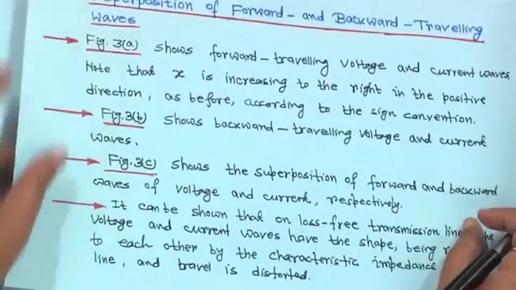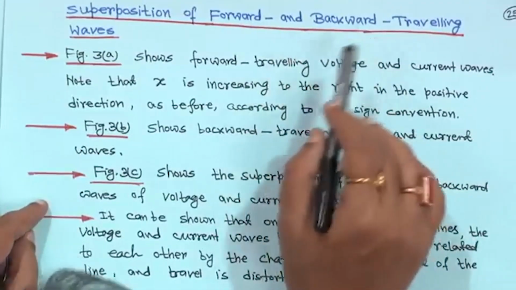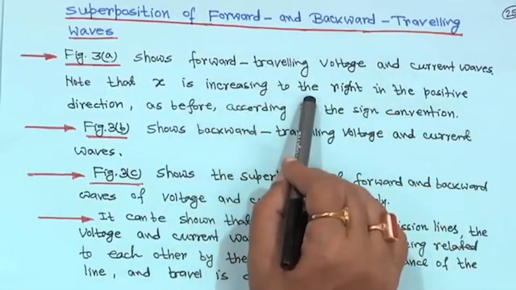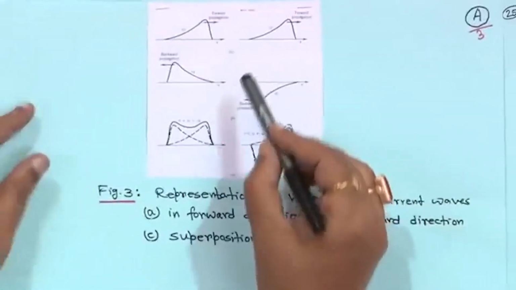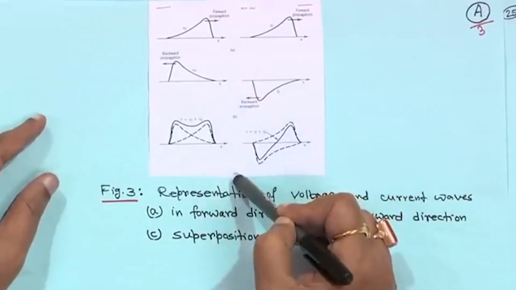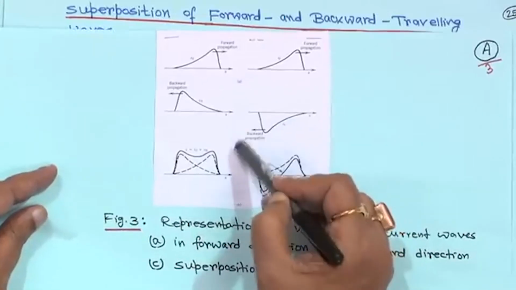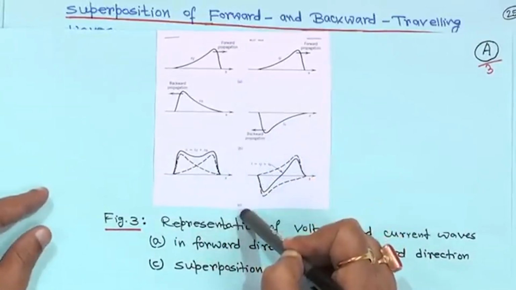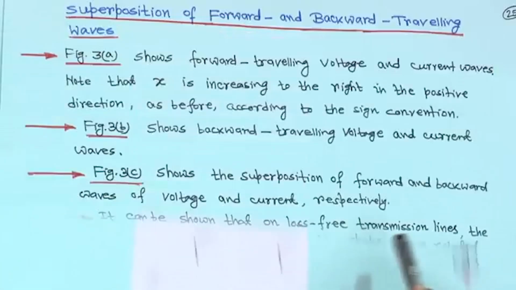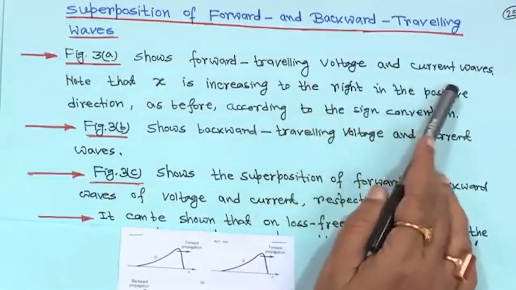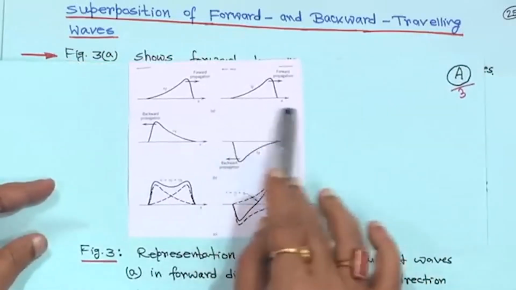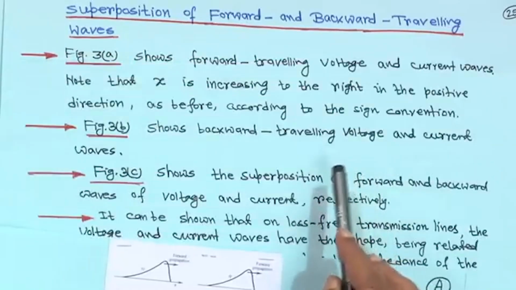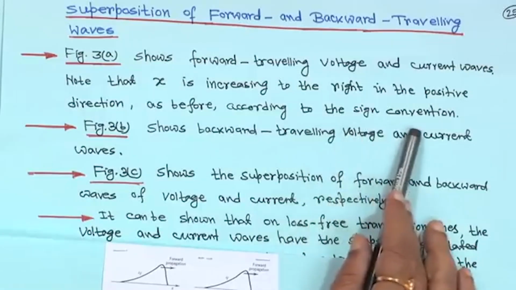Now, the superposition of forward and backward waves. Figure 3a shows the forward travelling voltage and current wave. This is your figure A, figure B and figure C, right. In this case, for the travelling current wave, note that x is increasing to the right in the positive direction. I told you x is increasing this way, and as before, according to the sign convention.